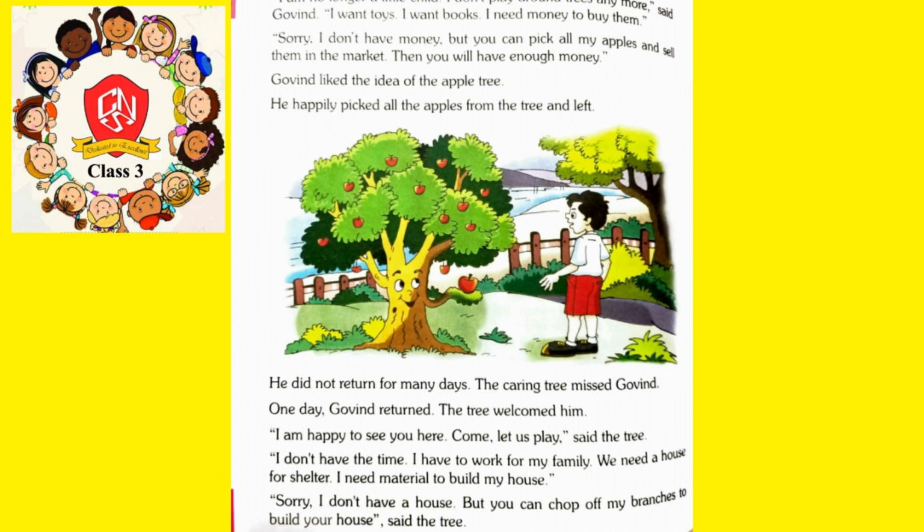The kind hearted big apple tree felt sorry for Govind because he didn't have any money with him. So the big apple tree told Govind to pick all the apples and sell them in the market in order to buy all the stuffs he needed. Govind liked the idea of the apple tree. He happily picked all the apples from the tree and left.